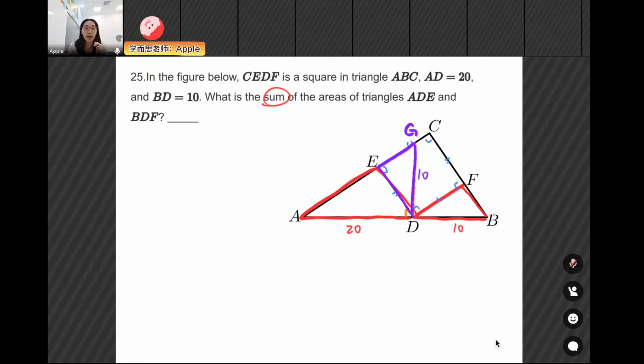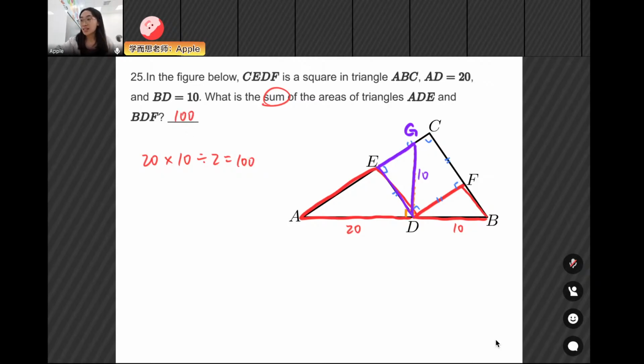So in this way, we find a way to combine these two parts together and form a bigger triangle. So how do we figure out the area of the bigger triangle? That is related to the formula of the area of a triangle, base times the height, and then divided by 2. The base is 20, and what about the height? Height is 10. So 20 times 10, and remember to divide it by 2. So what is the answer? The answer is 100. Okay.